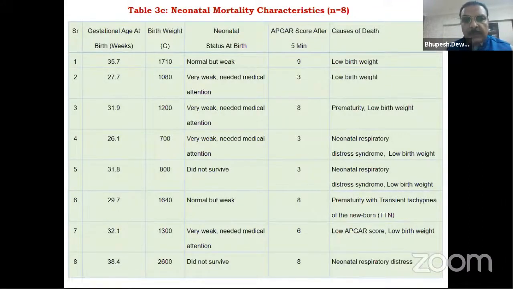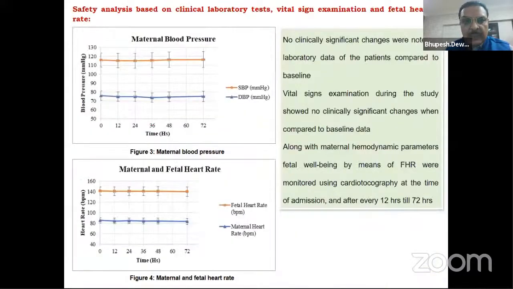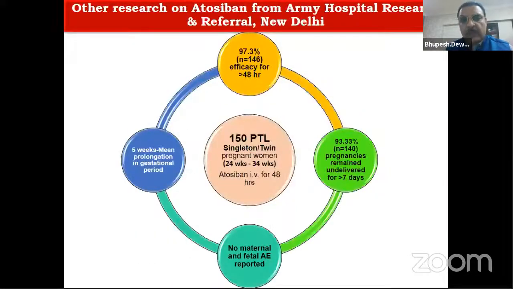Now, a few of the neonatal mortality characteristics: we did face some mortality, but this was not linked to the drug. These 8 cases were seen out of 212, which is on average the normal rate otherwise also, which happens during the control or normal delivery without the agents. There was no blood pressure fluctuation, so no hypotension was seen, and the fetal heart rate was also maintained quite well without any changes.